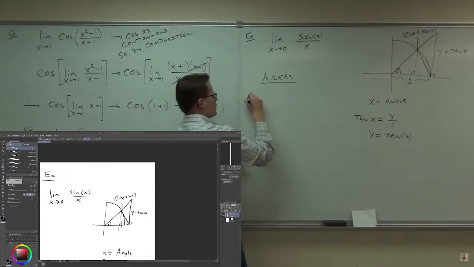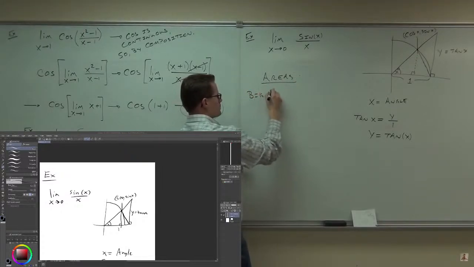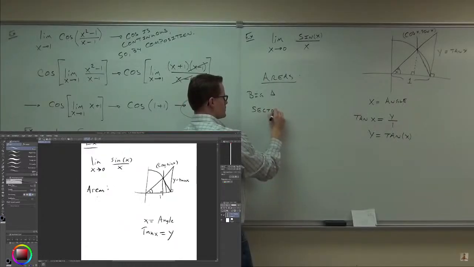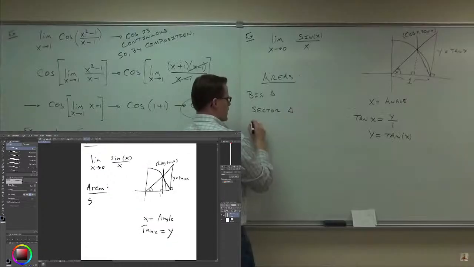What is even going on? We have a big triangle, we have a big sector, and we have a small triangle. Alright: big triangle, sector, small triangle.